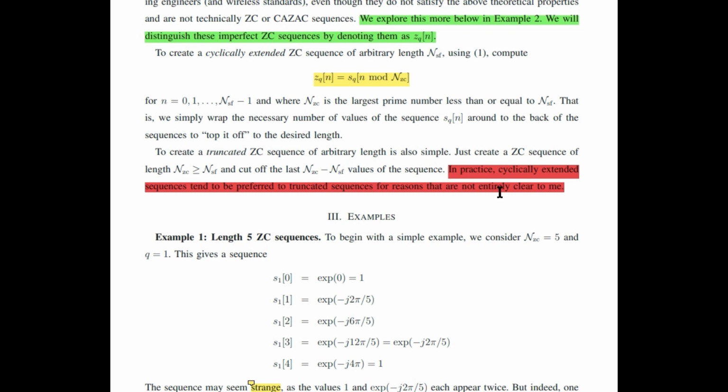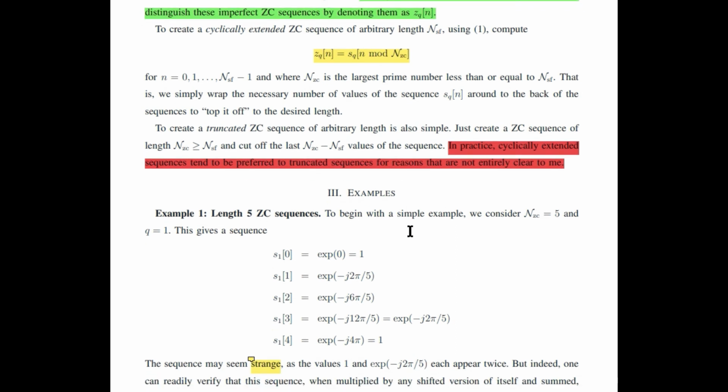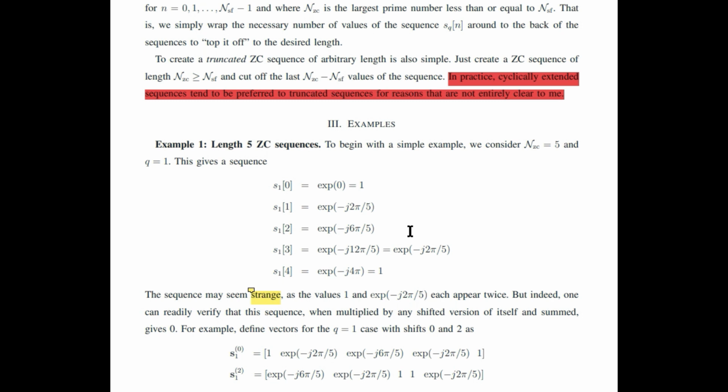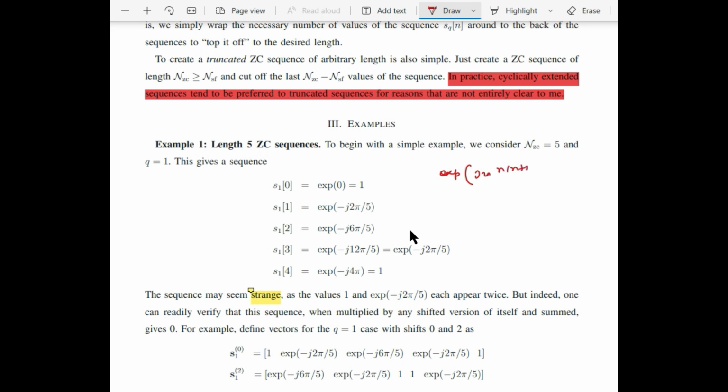In practice, cyclically extended sequences tend to be preferred to a truncated sequence, for reasons that are not entirely clear to me. Okay, so let us see how to generate it. It is generated by the example like exponential j 2 pi n into n plus 1 by q, so we will generate it from this where q is equal to 5.